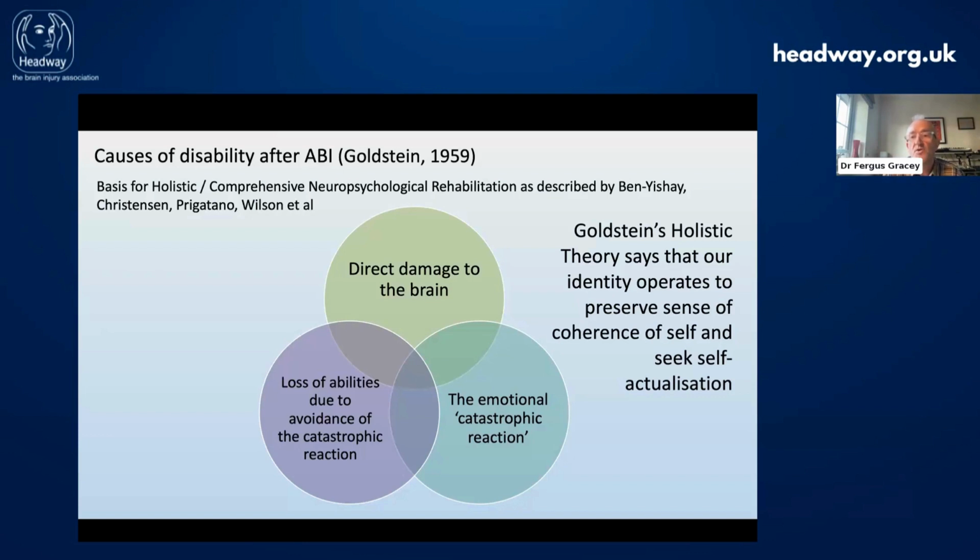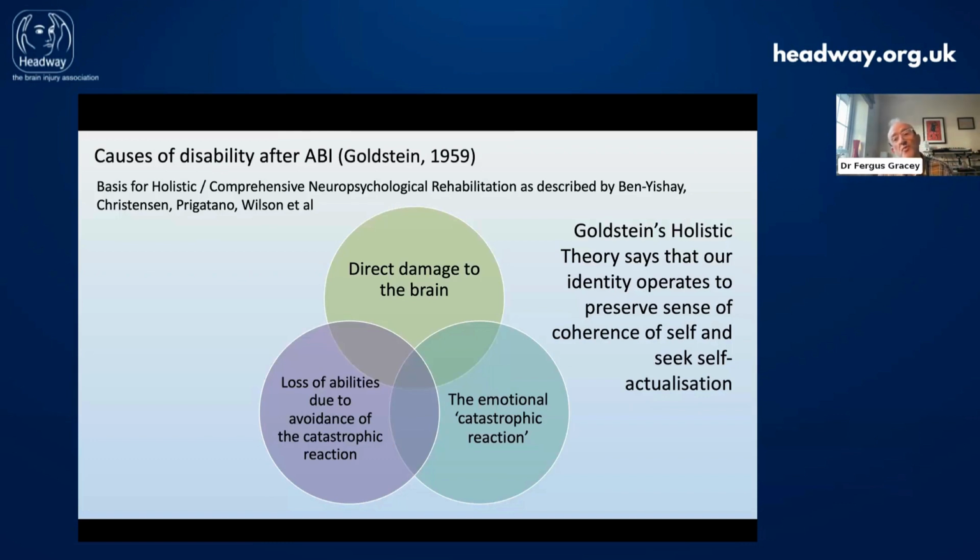Goldstein's holistic theory says that identity operates to preserve a sense of coherence of self, and that our identity operates to seek self-actualization, that there's this sort of unconscious drive. Our identity is always operating to look after itself, and that's the kind of background psychological function. So when we think about the impact of brain injury, the consequences might arise from direct damage to the brain. In fact, they do. The loss of a particular ability can happen there.